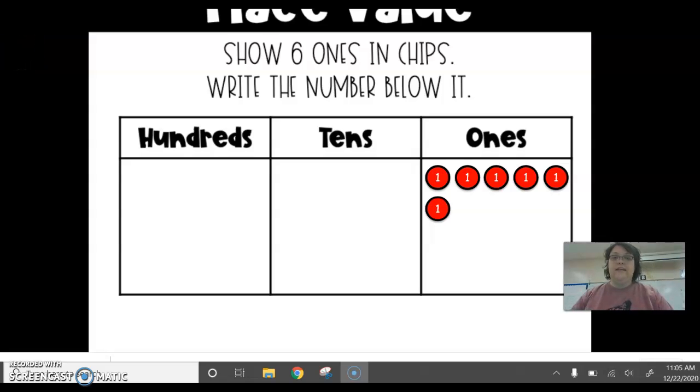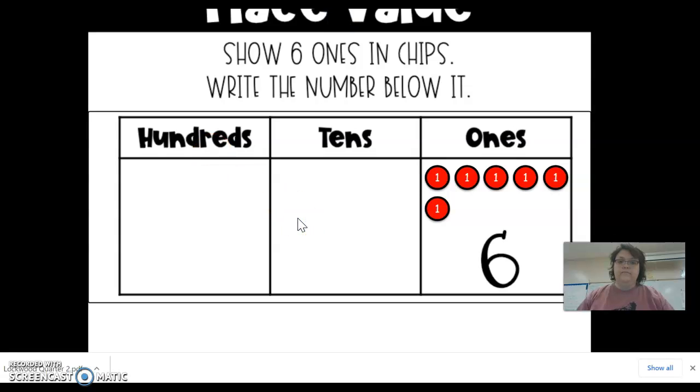Hello, I would like you to get out a piece of paper and I want you to draw the hundreds, tens, and ones chart. And we're going to go ahead and solve this problem. I want you to draw 6 ones, please. Okay. And underneath it, I want you to draw the number 6.